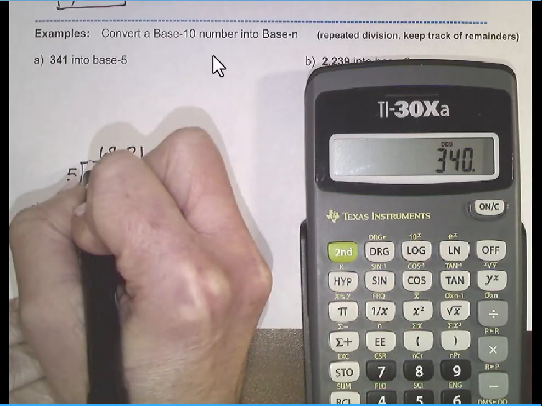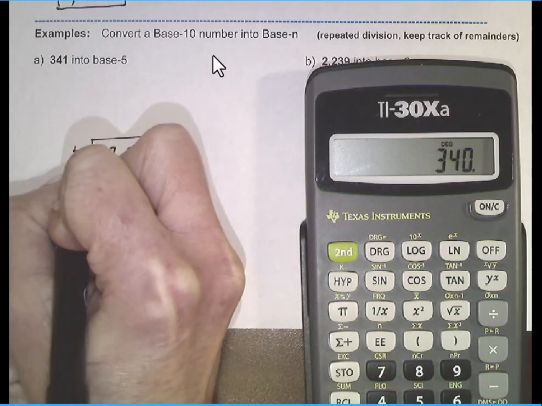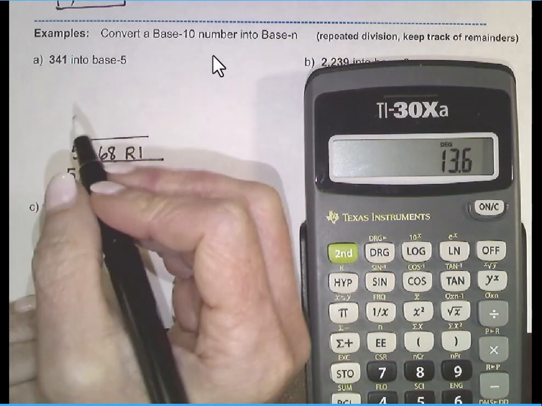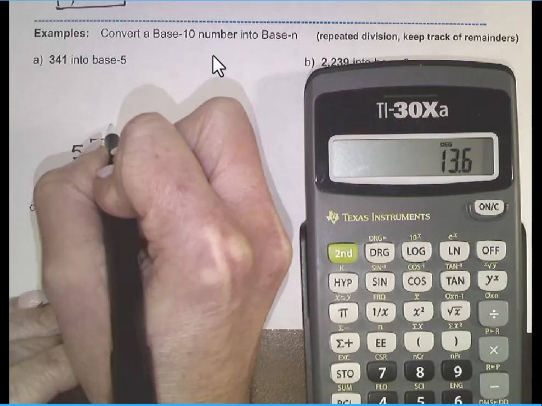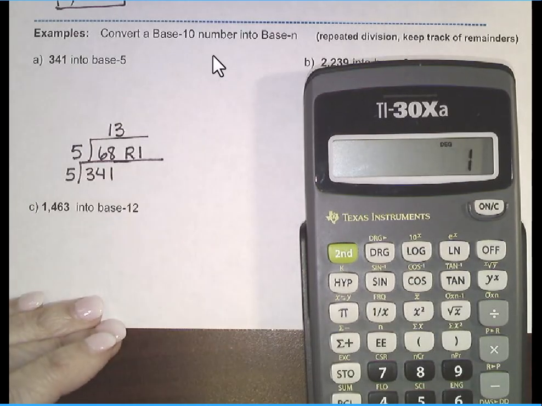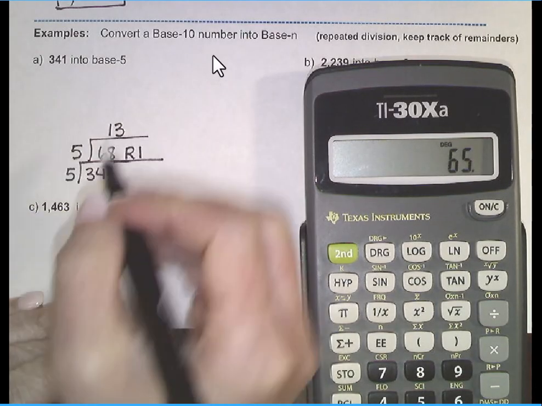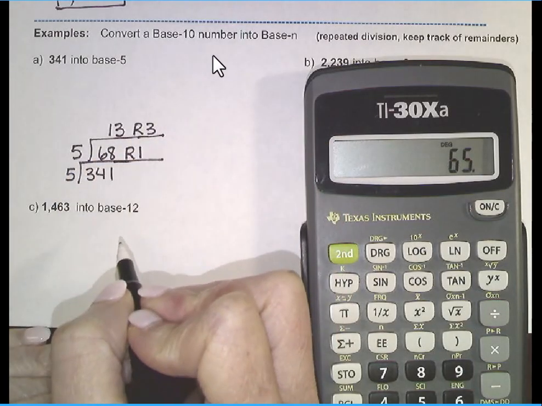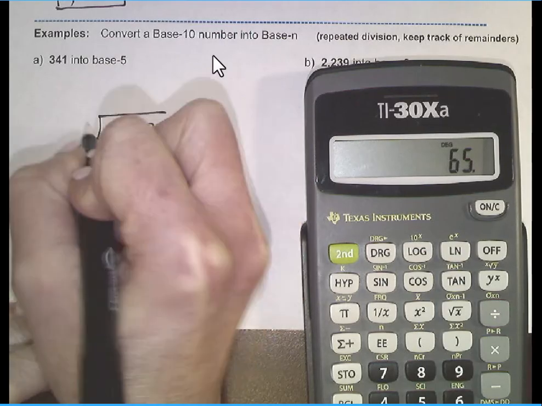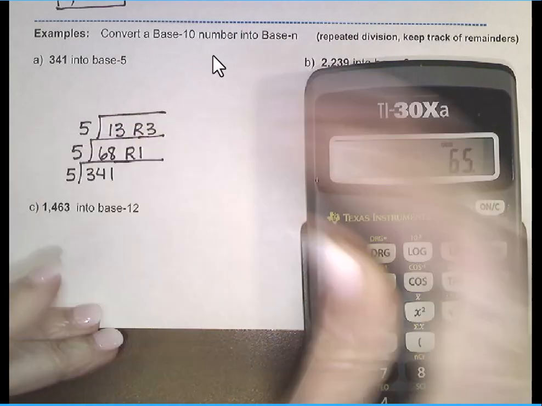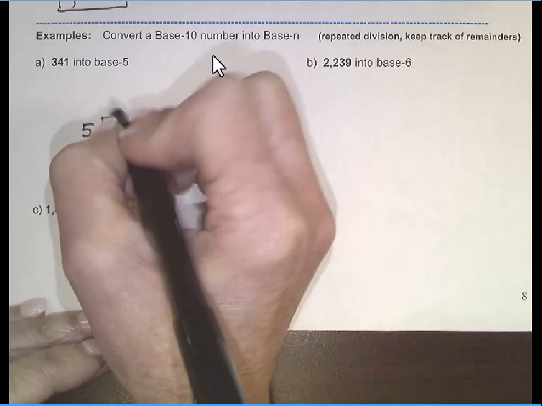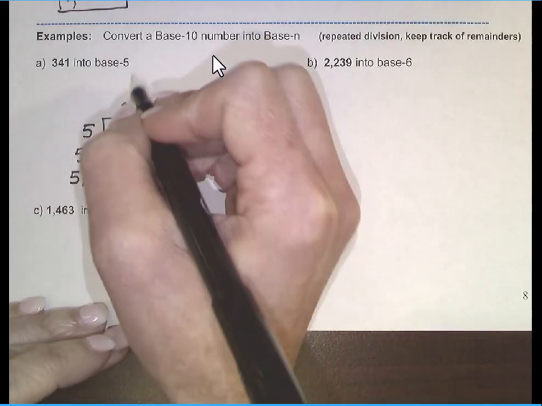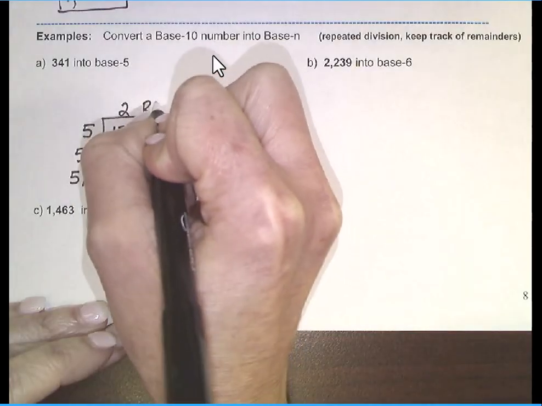And then I'm going to divide again. So divide by 5 again. 68 divided by 5 is 13 and a little bit, so put 13 in here. 13 times 5 is 65, so that gives me a remainder of 3. I'm going to divide again. This time I don't need the calculator, 5 goes into 13 twice. 2 times 5 is 10. That gives me a remainder of 3.